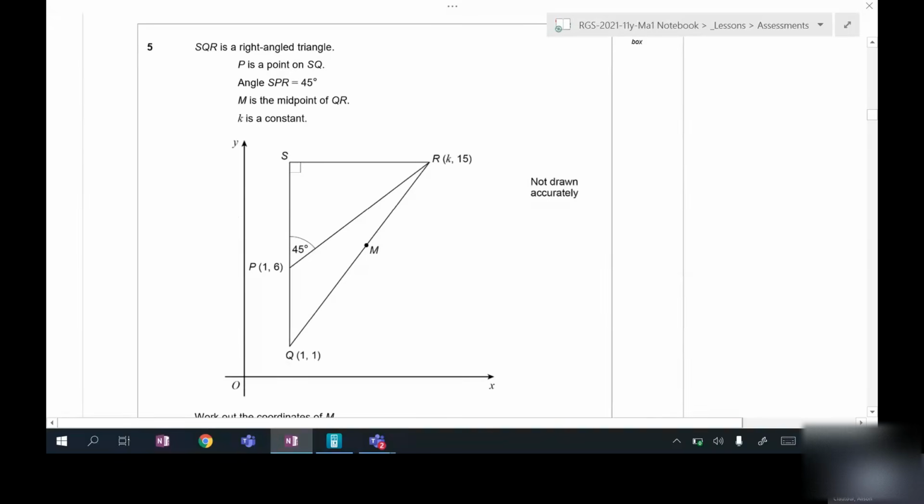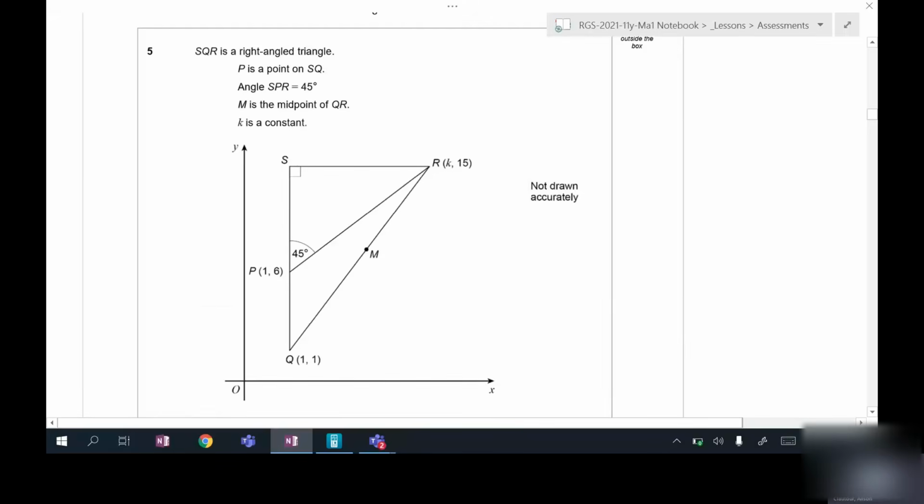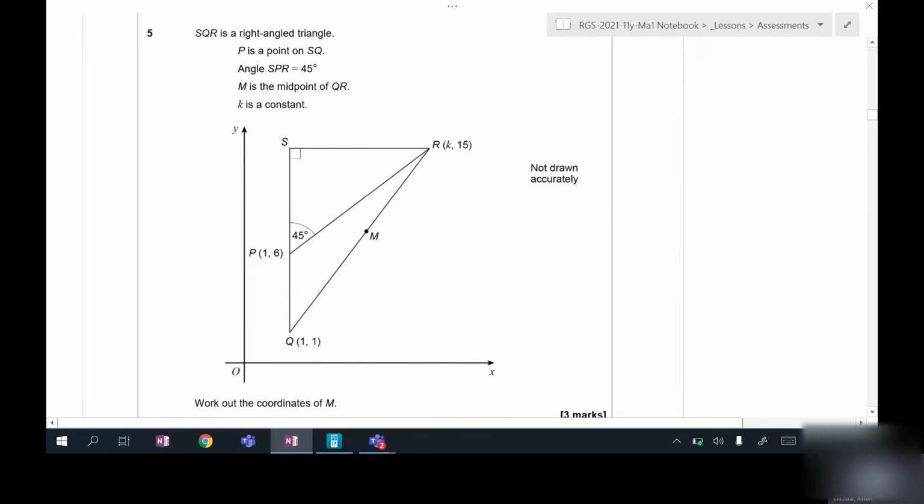Question 5. So we've got SQR is a right angle triangle. Just double check all the information is on your diagram. P is just a point on SQ. SPR is 45, that's on your diagram. M is the midpoint, so make sure you know M is in the middle. And K, which is the x-coordinate of R, is a constant. So we're trying to find out what that midpoint M is. Quite a lot of information going on here. In this sort of question, just work out anything that you can possibly work out.